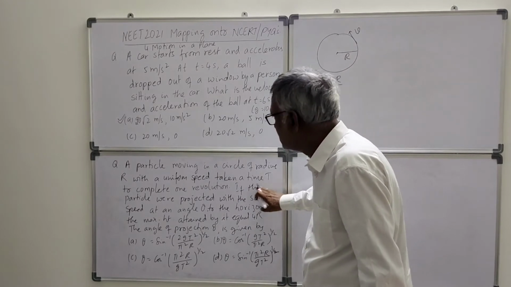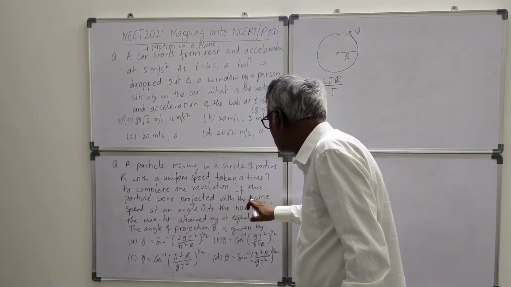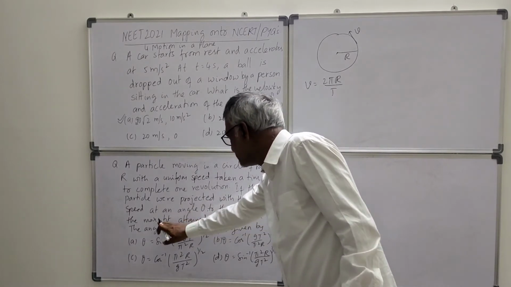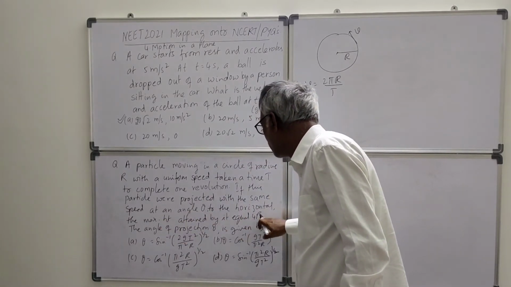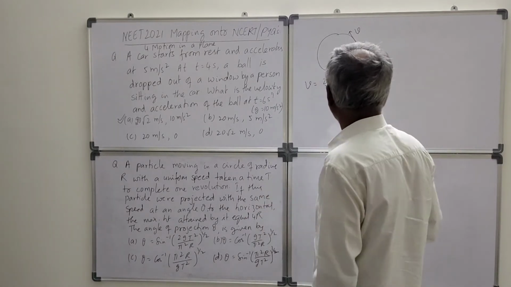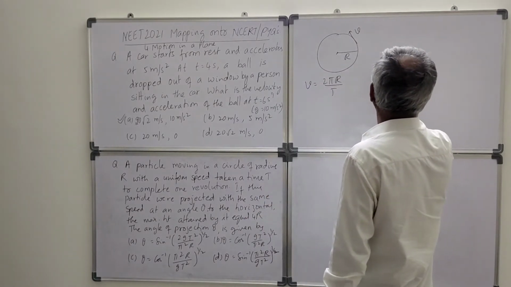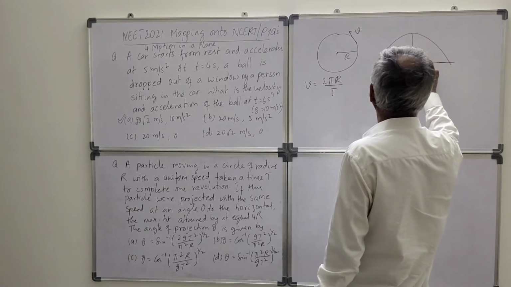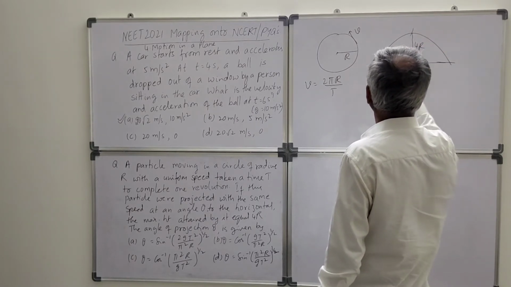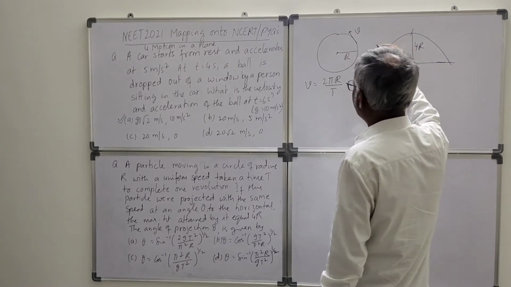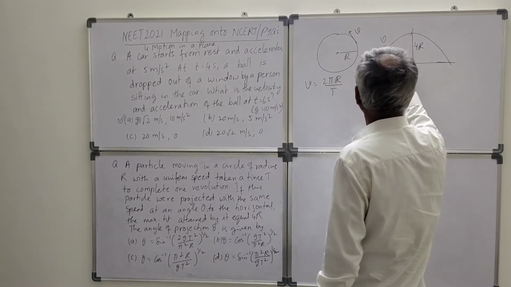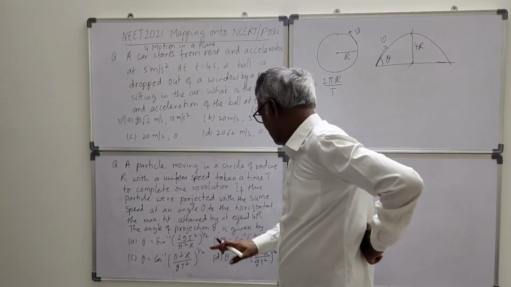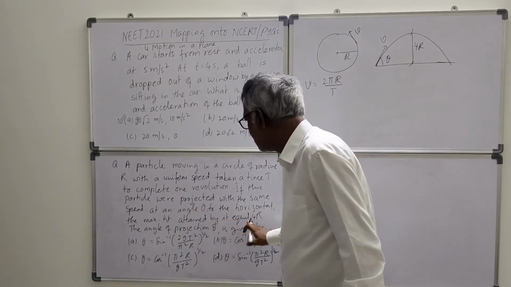If this particle were projected with the same speed at an angle theta to the horizontal, the maximum height attained by it equals 4r. Okay, so what he is saying is this: the maximum height is given as 4r, and this angle, with the same speed v only, is theta.